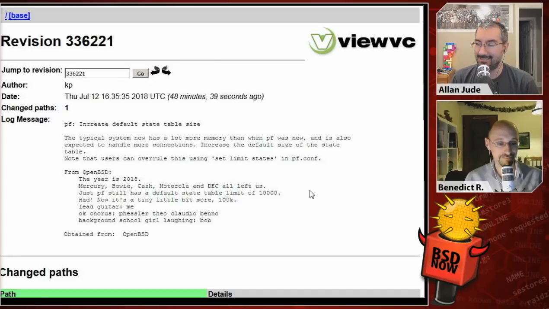And then he copied some of the commit message from OpenBSD where they changed this default, which is kind of a funny read. So from OpenBSD, the year is 2018. Mercury, Bowie, Cache, Motorola, and DEC all left us. Just PF still has a tiny default state table limit of 10,000. Now it's a tiny little bit more, 100,000. Lead guitar, me. With a chorus of Peter Hessler, Theo, Claudio, and Benno, and the background schoolgirl laughing from Bob. See what kind of fun they have.